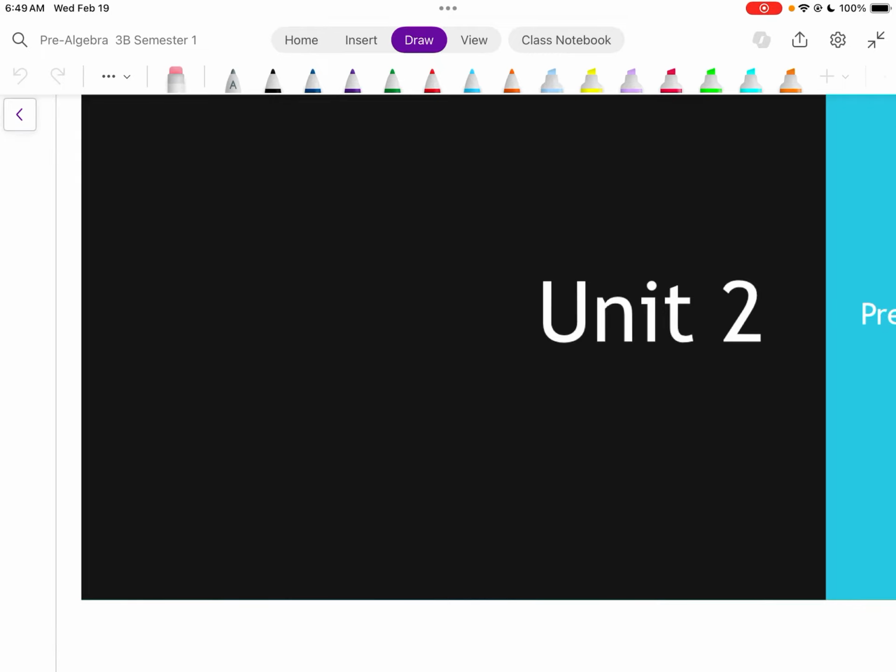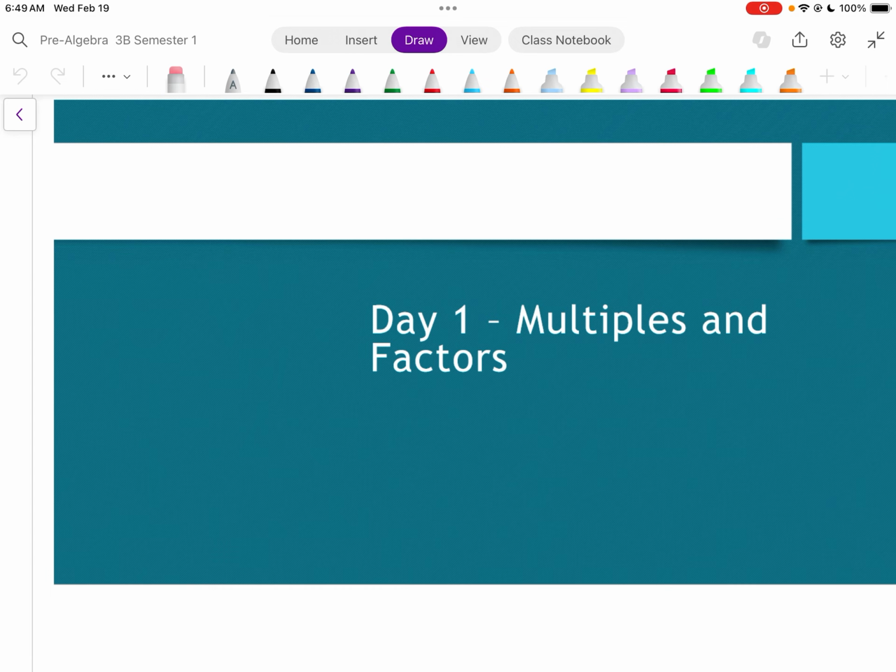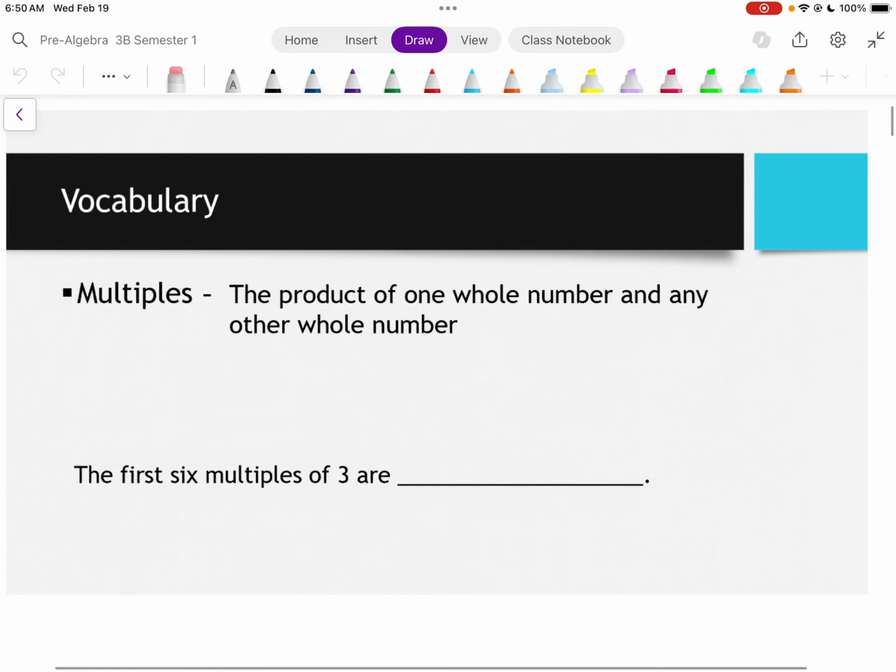Okay, so we are going to start off Unit 2 in Pre-Algebra content. Today we're going to go over Day 1, multiples and factors. So the first part, we have our vocabulary.